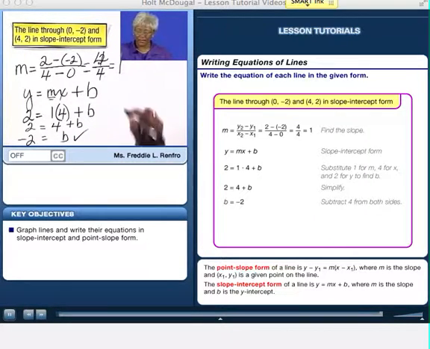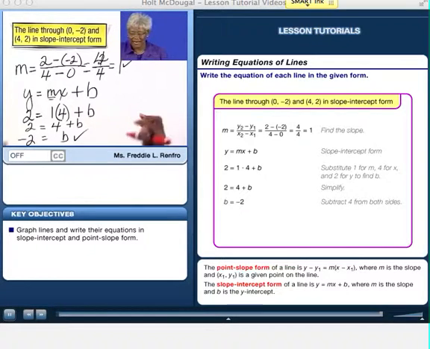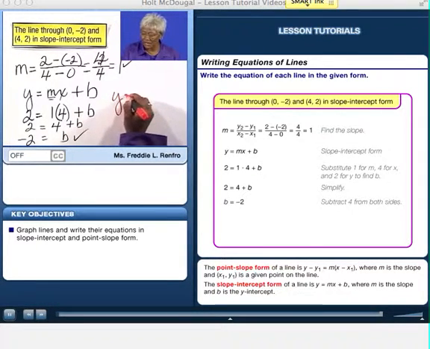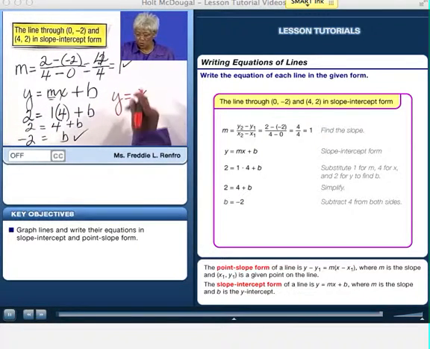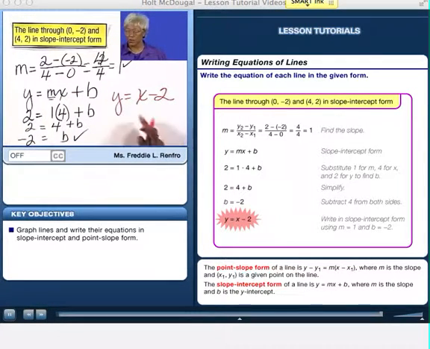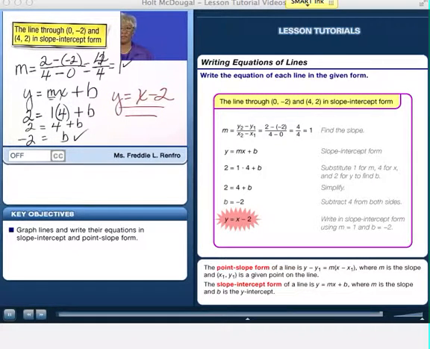We know the y-intercept. We know the slope. Can we write the equation of the line through these 2 points in the slope-intercept form? Yes, we can. It's y equals, the slope is 1. We'll just go ahead and say x is understood to be 1, and b is -2, and we can just simply write y equals x minus 2. That's the equation of a line through these 2 points, and this is written in slope-intercept form.